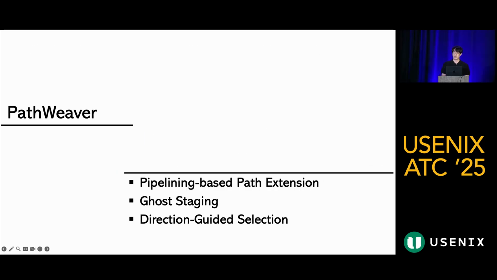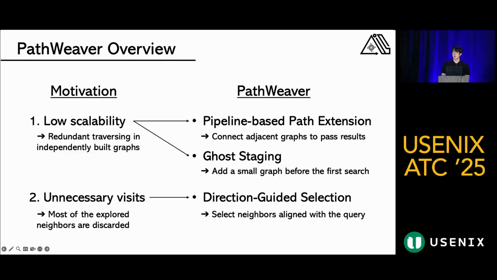Given these motivations, I'll explain the 3 schemes of PathWeaver. The first motivation is low scalability, caused by redundant traversal in independently built graphs. To address this issue, we introduced pipeline-based path extension, which connects adjacent graphs through path results. And we also introduced ghost staging, which adds a small graph before the first stage.